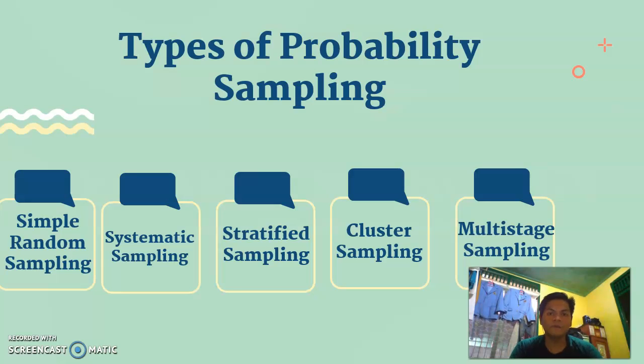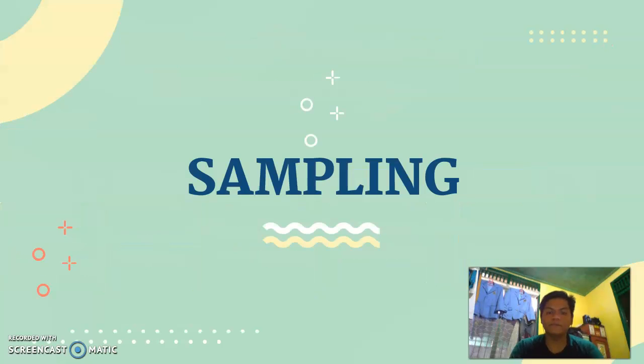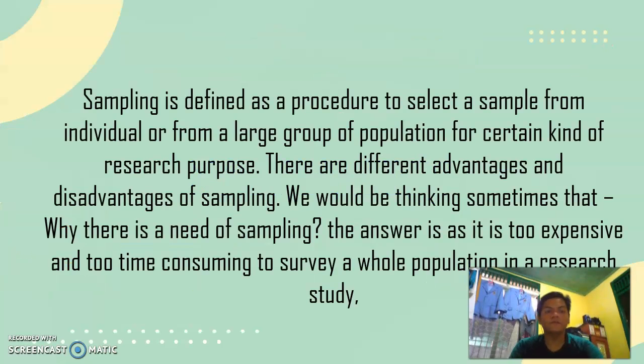First, types of probability sampling. First, simple random sampling. Second, systematic sampling. Third, stratified sampling, cluster sampling, and the last but not the least, multi-stage sampling. Sampling is defined as the procedure to select a sample from individual or from a large group of population for certain kind of research purpose.